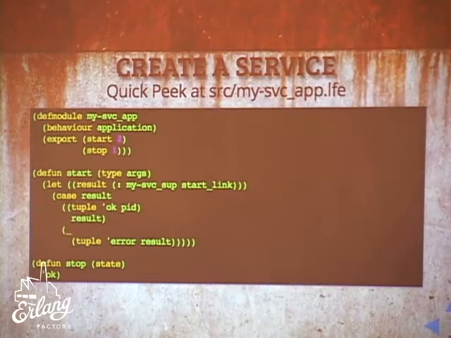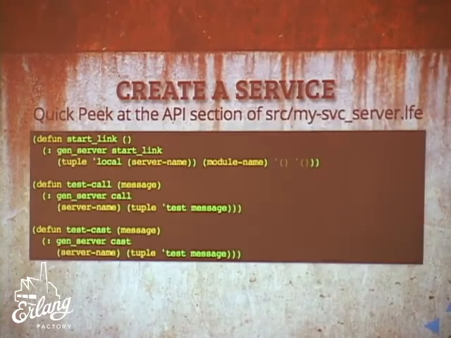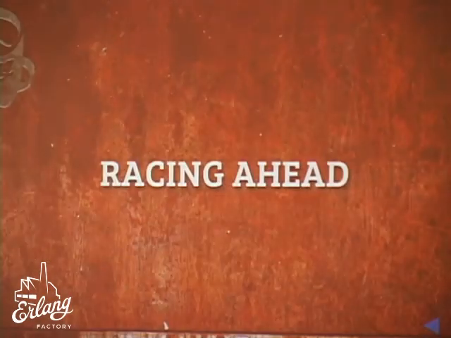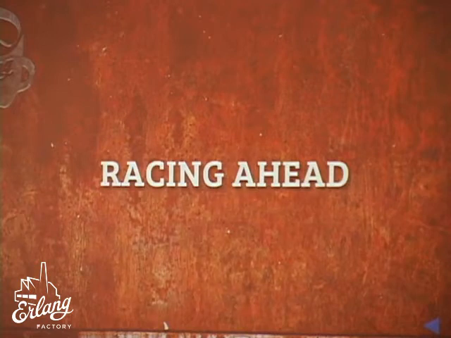Here's a quick look at some of the my service app LFE file. And here's the API section of the server file. You run this and you actually have a functioning OTP app, and you can take it for its paces here, make a couple of calls, and it reports the output as it is defined in the API, the little test API. So if you want to run an OTP service, very, very quick and easy in LFE. So that's what LFE looks like.